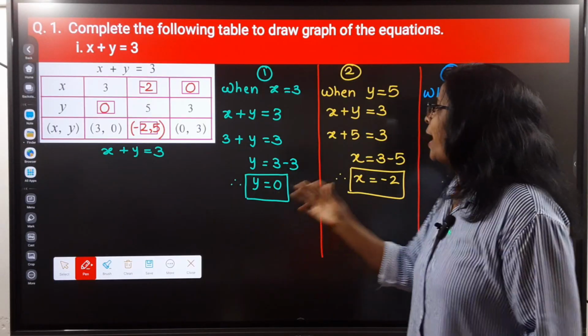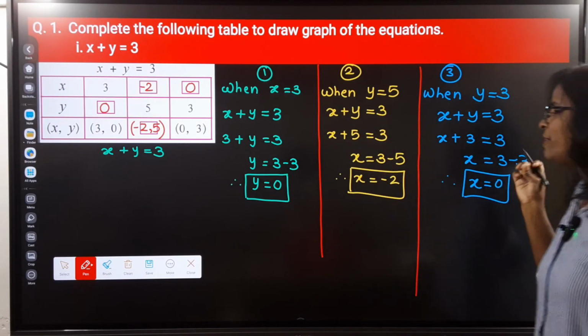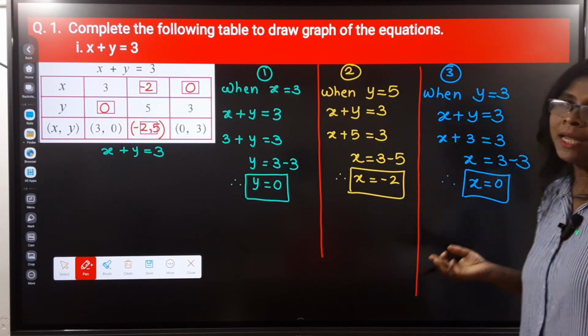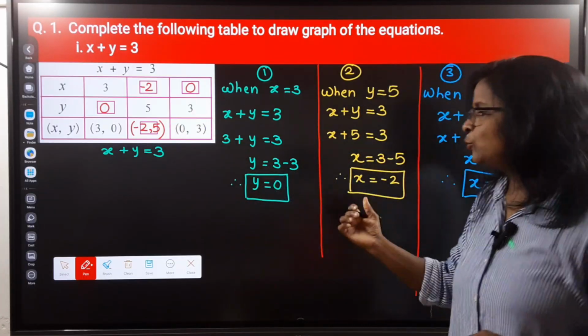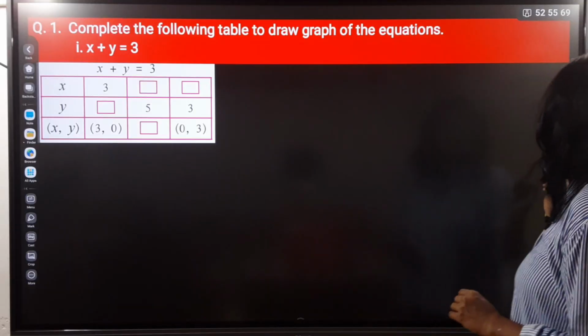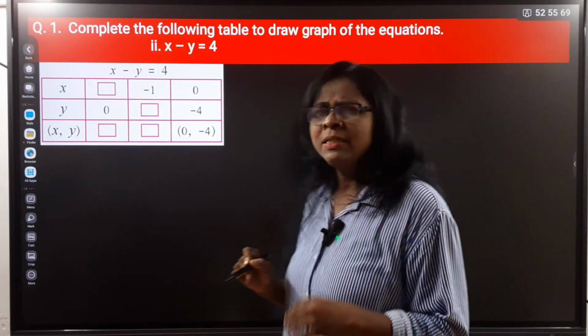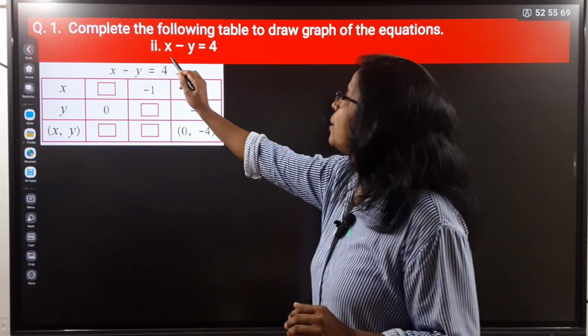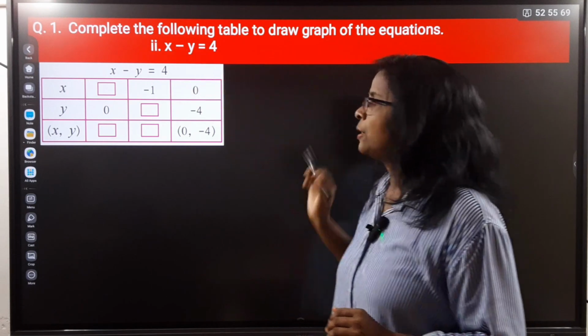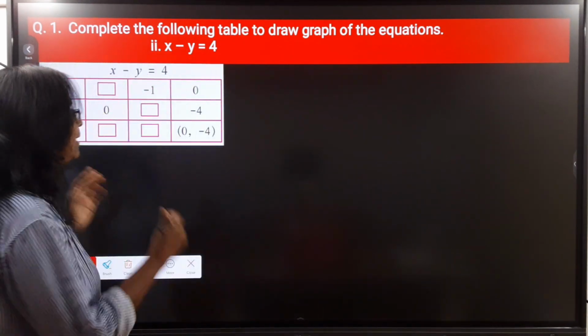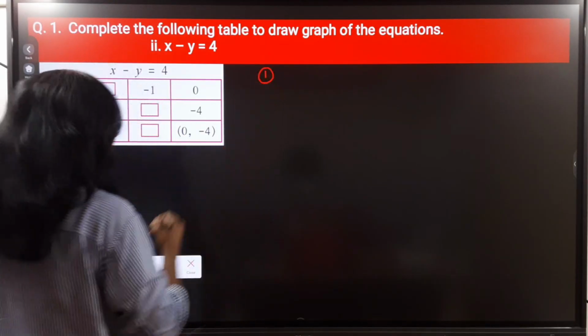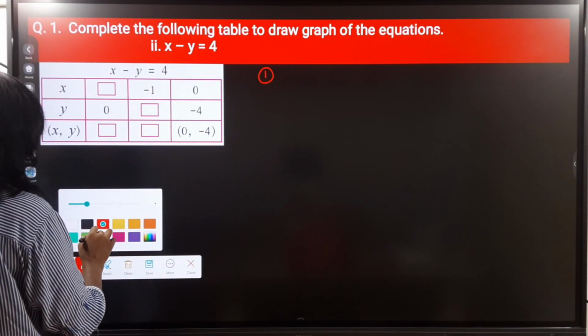So in such a way we have to calculate and find out the value of either x or y and write down that in the table. Okay students. So now here the second example students. The second example is the same type students, that the given equation is x minus y is equal to 4. So here first we write down the given value, see the table, and which value is given here.